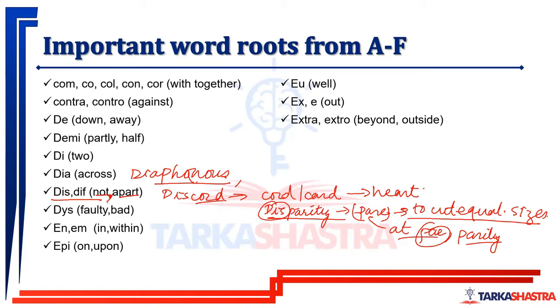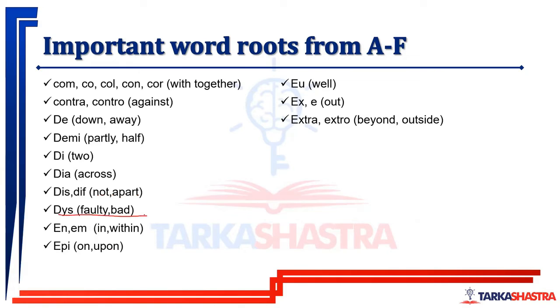Okay, next, dissolution, dissension, and diffident are some other words. Dys basically means faulty or bad. Okay, faulty or bad. So any type of word that you attach this to will turn bad. For example, dysmorphia. When the shape is changed, morph means shape. Okay, so dysmorphia means what?